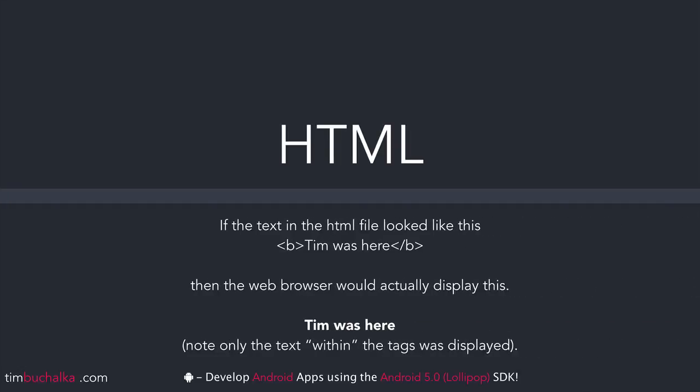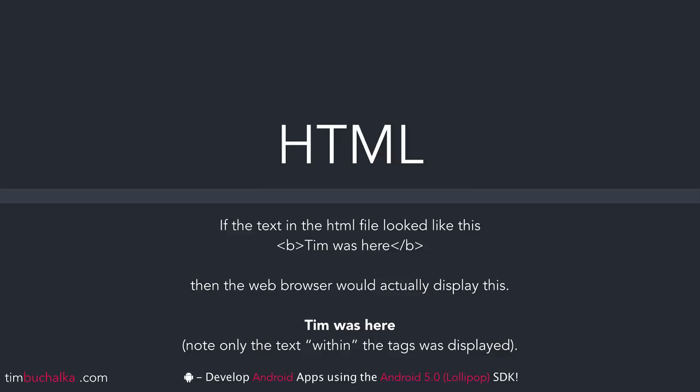So in that example, if the text in the HTML file looked like this, you can see I've surrounded the words Tim was here within two tags, the less than, B, greater than, and then the other one with the slash. The web browser would actually display Tim, but in bold, because the B command effectively means make whatever text you see within the two tags bold. And just out of interest, the slash in the second tag, the one to the right of the Tim was here text, is saying to HTML, close. Now that's the end of the statement.